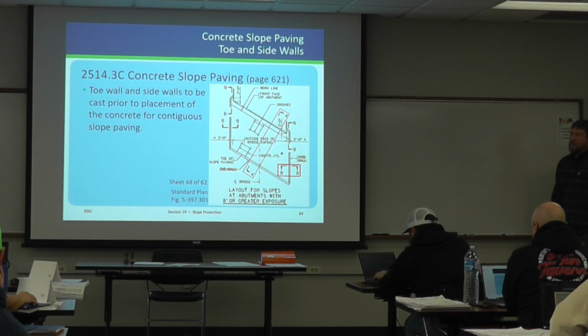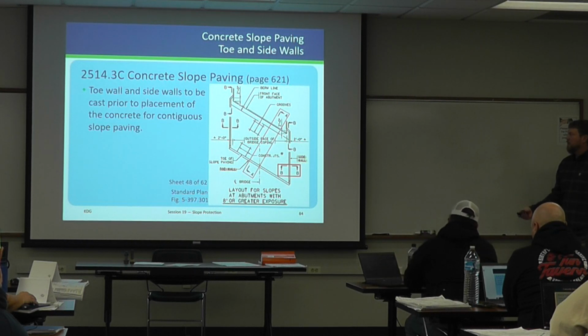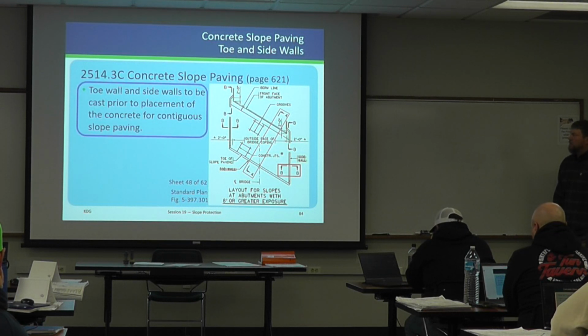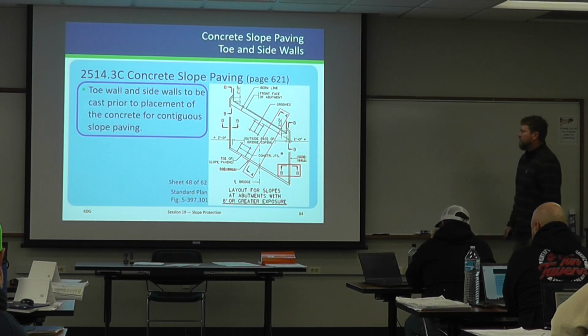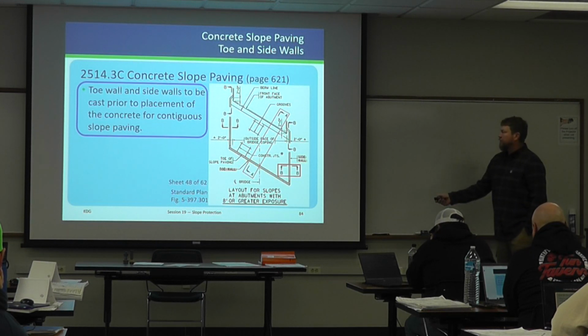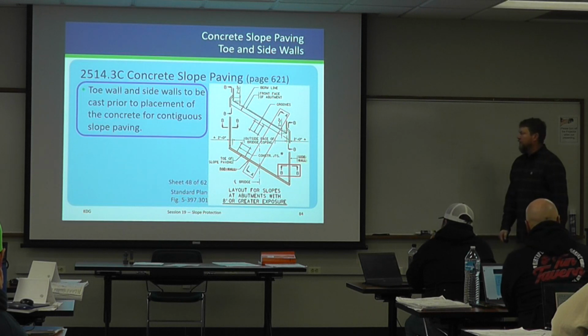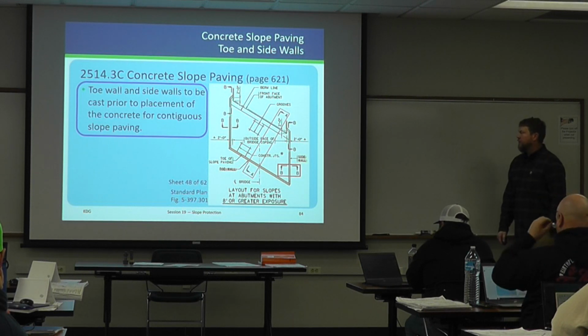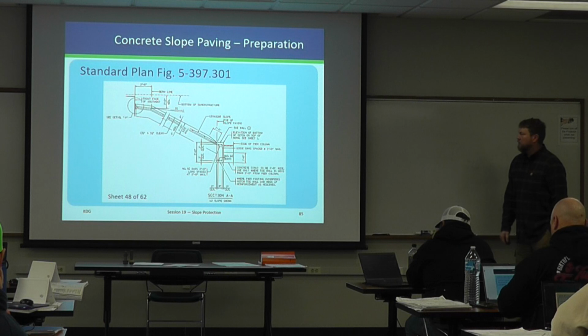So just like the aggregate slope paving, where you have a 2x6 that defines the outer edges and the lower toe, a similar thing happens with concrete, and it shows those details. We want to place those prior to placing concrete, obviously. Set those boundaries. This is sheet 48 if you're ever interested in looking at your example project. So there's the toe wall in orange and the sidewall in yellow.